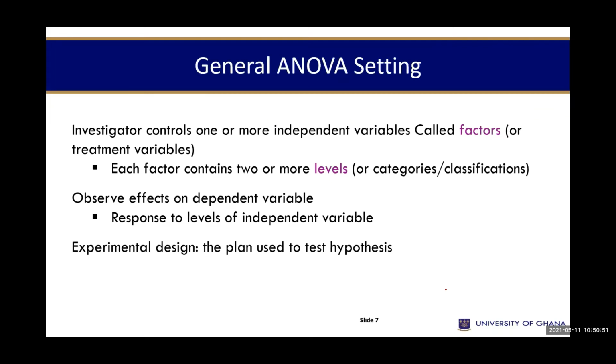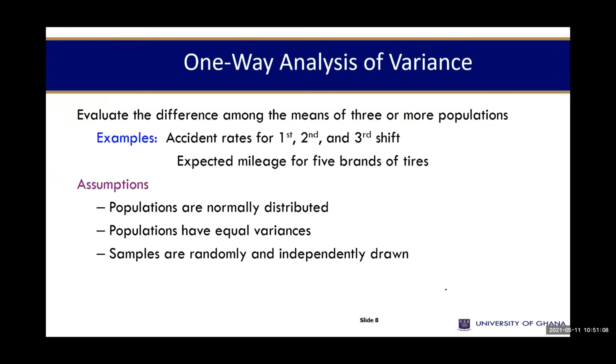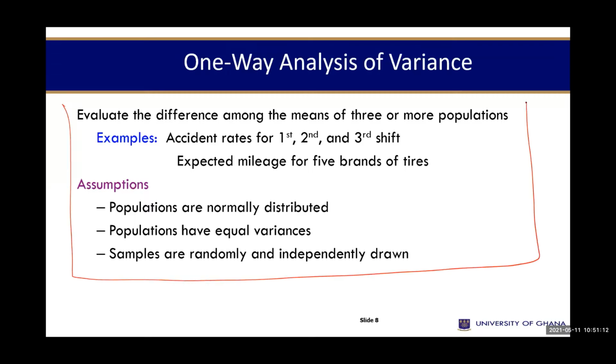So if you read further, you see more examples relative to this conceptual overview of ANOVA. The investigator controls one or more independent variables, usually called the factor or the treatment. Each factor contains two or more levels. Then we'll look at the experimental design. But because we are focusing on just one-way ANOVA, the focus should be on this slide, to evaluate the differences among the means of three or more populations.